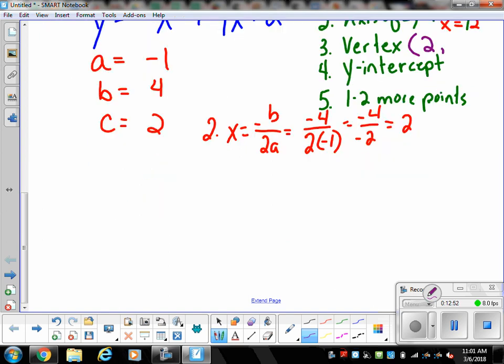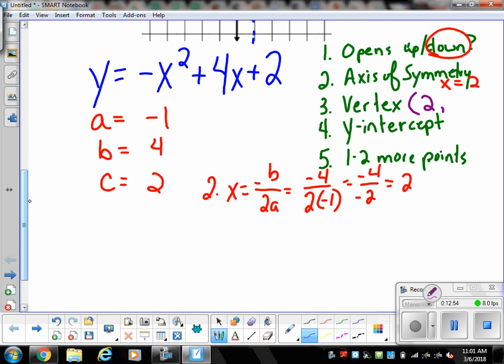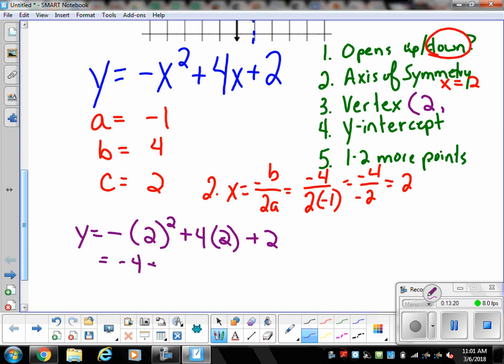Okay, so I'm going to zoom down here just a little bit. So y equals negative parentheses 2 squared plus 4 parentheses 2 plus 2. So 2 to the second power is 4, but that's a negative there. 4 times 2 is 8. So add that together and say y is 6. So the vertex is the point 2, 6.